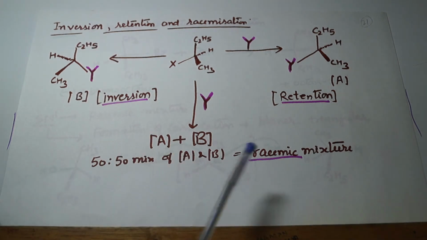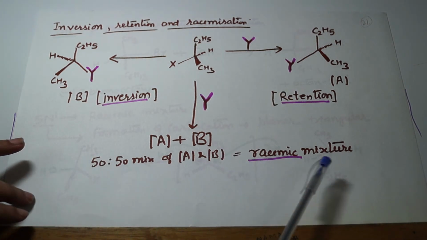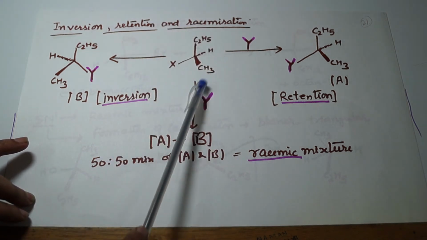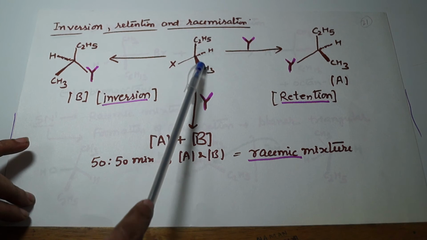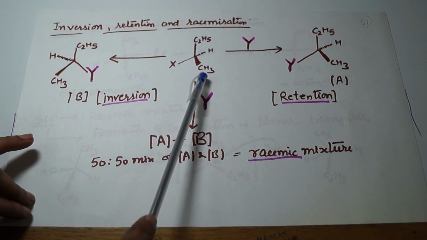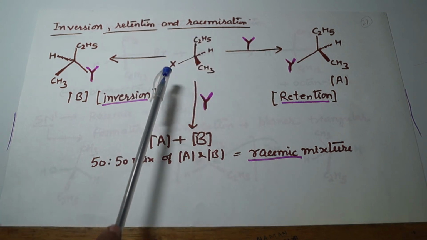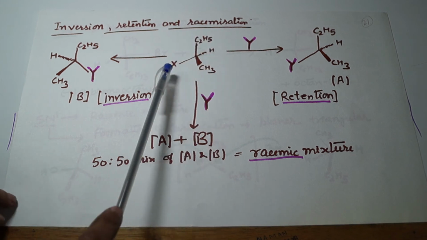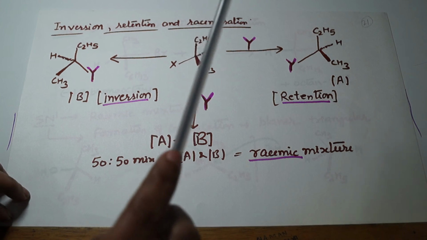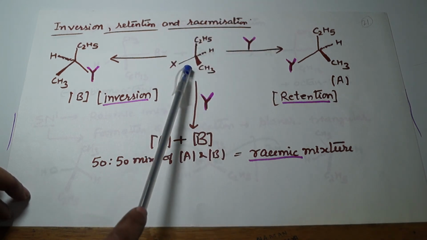Now in this figure I will explain what is inversion of configuration, retention, and what is racemic mixture. Suppose I have taken this example. Carbon has 4 valencies, attached with 4 different groups. One is methyl, hydrogen, ethyl, and an unknown group, any unknown group. It is a chiral carbon. It will not be superimposed on its mirror image. That means it will show optical activity.